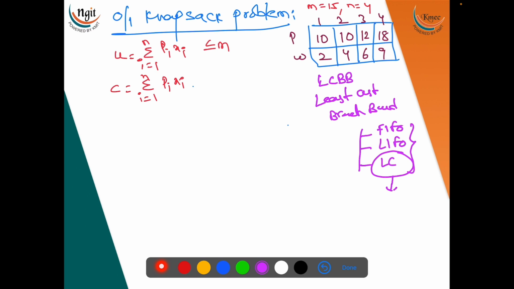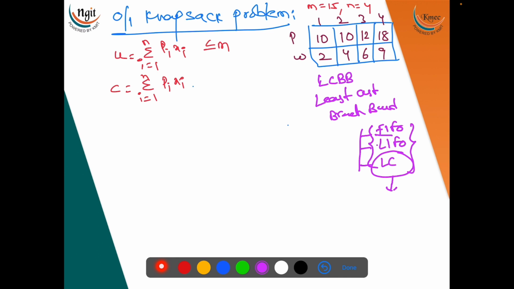If you have a question in the examination to take FIFO and solve the 0/1 knapsack problem, yes, you can do it. If you have a question with LIFO, that also you can do. That is the reason in the previous video on branch and bound we took one problem and solved it with these 3 techniques. So you can follow those algorithm techniques and apply them over here to find the solution.